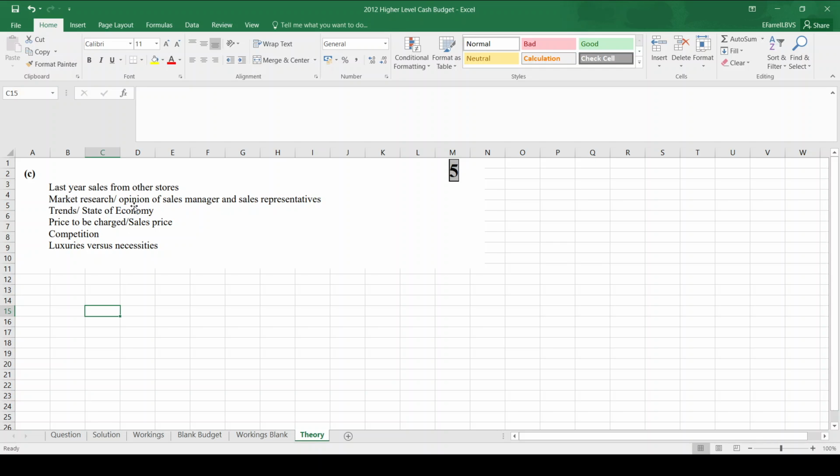Look at trends or the state of the economy. Economy good, sales higher. Economy bad, sales lower. The price to be charged or the selling price, that would have an effect on the quantity sold. What the competition is, and whether they're luxury items versus necessities.